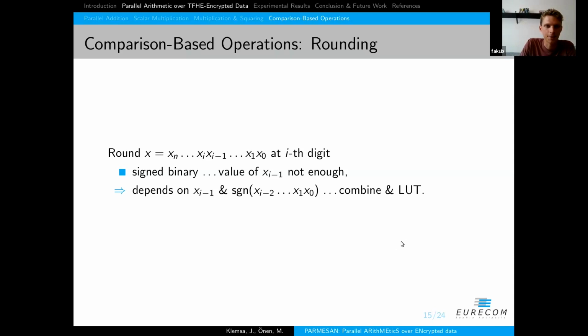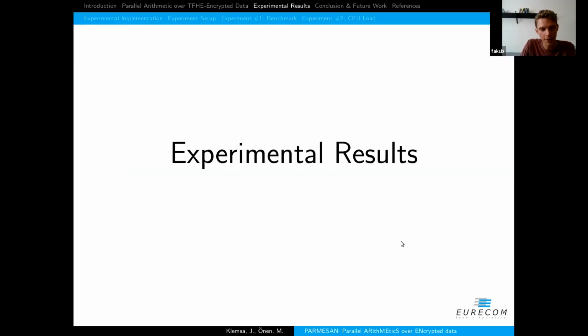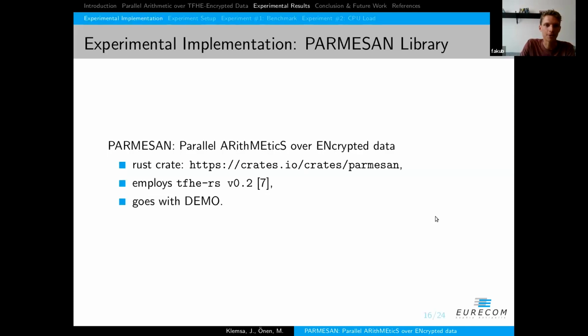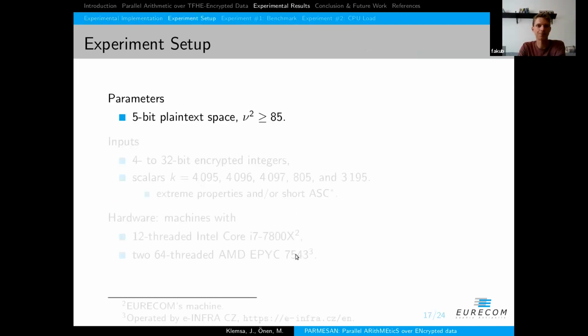All right, so that was the introduction of all the operations that are implemented in Parmesan. Now we can move on to the experimental results, which we made on some powerful machines. First, I would like to introduce the Parmesan library, which is available as a Rust crate on the standard website, crates.io. Internally, for the TFHE implementation, it employs the TFHE-rs library, version 0.2, and there is a neat demo you can try and play with.